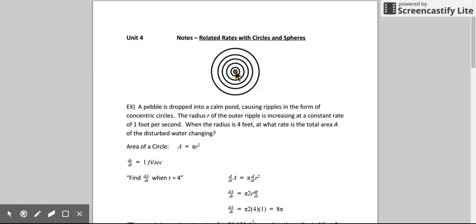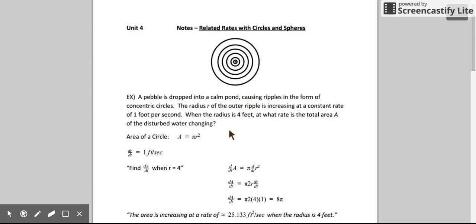So the radius from the center where the pebble dropped out to the outermost ripple would be considered the radius. And so that length is changing, it's increasing at a rate of 1 foot per second. So when the radius is 4 feet, at what rate is the total area of the disturbed water changing? So we're trying to find the area at an exact moment in time for all of these ripples. And at that exact moment, the radius is 4 feet.